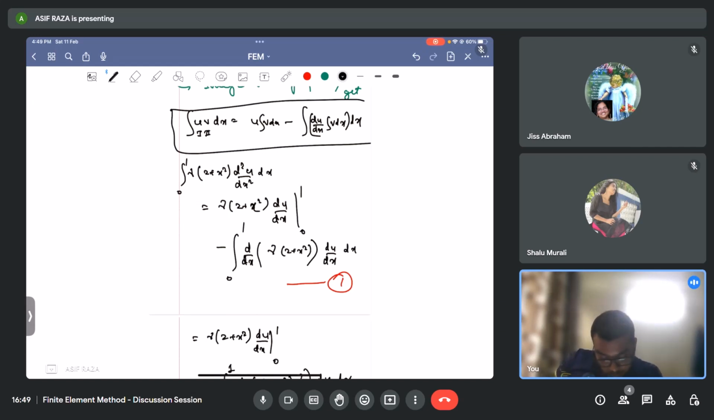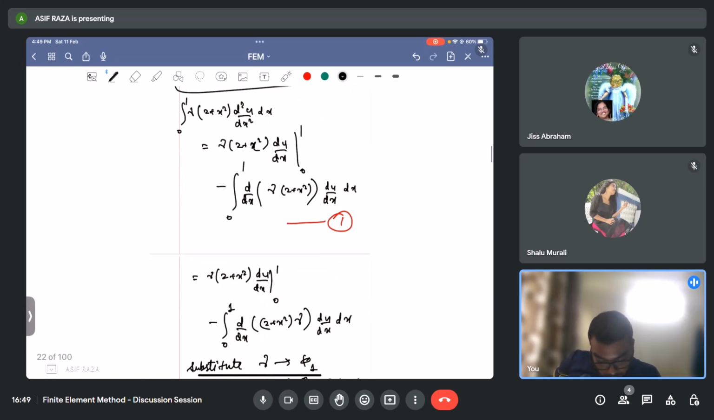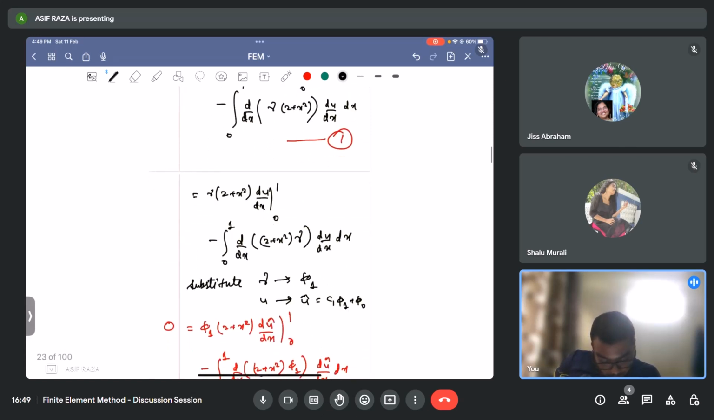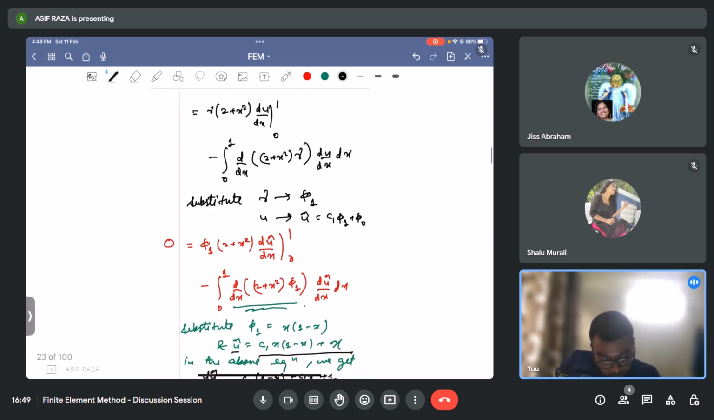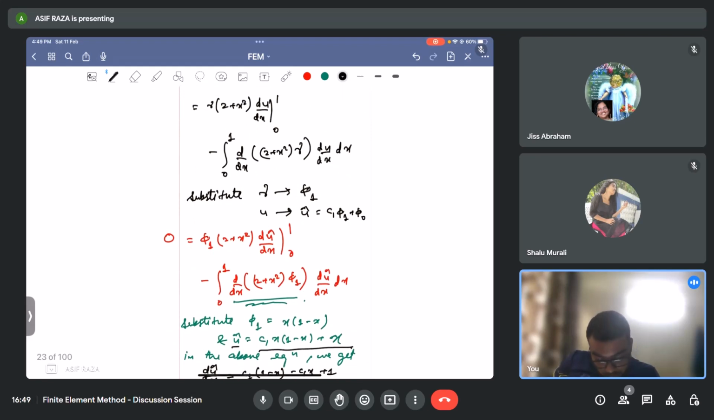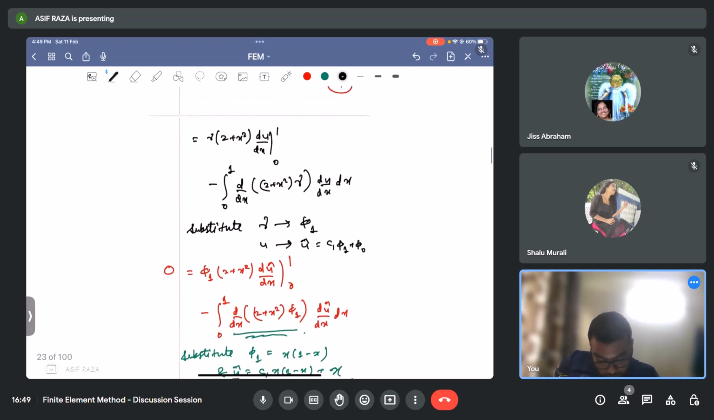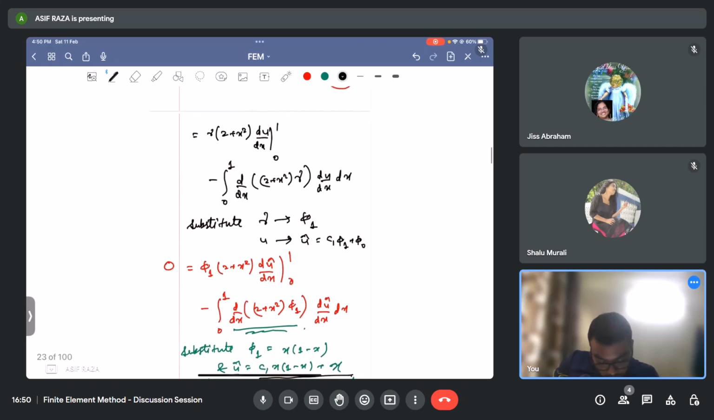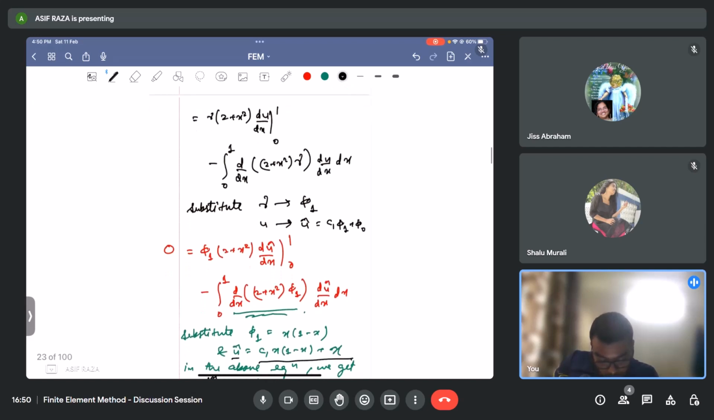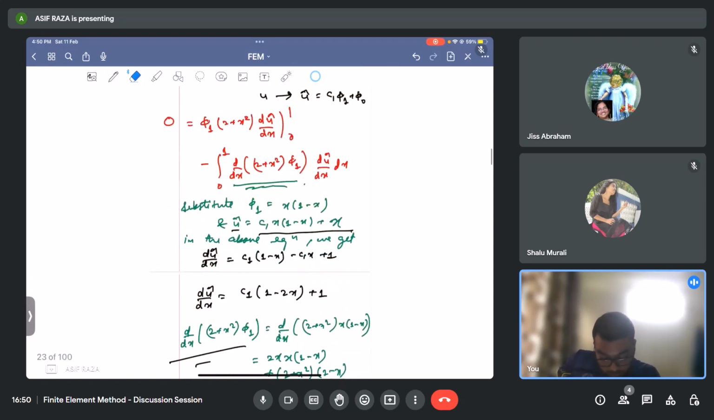Gamma times 2 plus x square du by dx minus, so we take this part and substitute gamma as phi1, which is phi1 times 2 plus x square du hat by dx. Okay, so that is equal to 0 at the boundaries for sure. So that is of no concern. Now this is relevant to us.